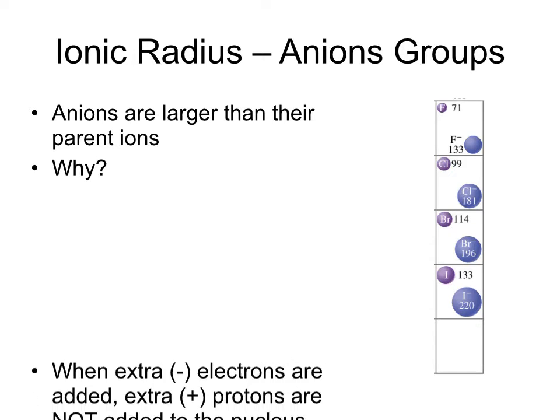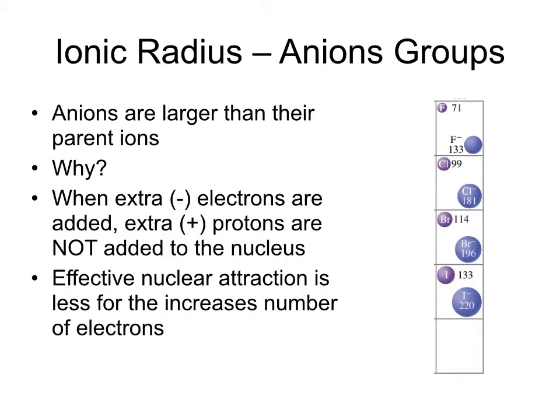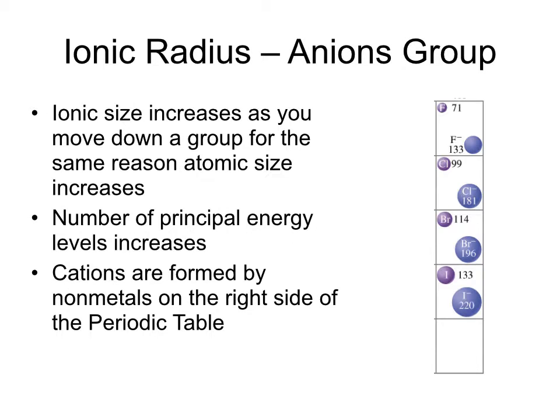Anions are actually larger than their parent atoms. How would you explain that? Well, you're adding extra electrons to the anion, and when you do so, you're not adding extra protons, so the effective nuclear charge is less for the increase in the number of electrons. So the effective nuclear charge, meaning the force between the negatively charged electrons and the positively charged nucleus, is not able to pull them in as much as it would without those extra electrons.